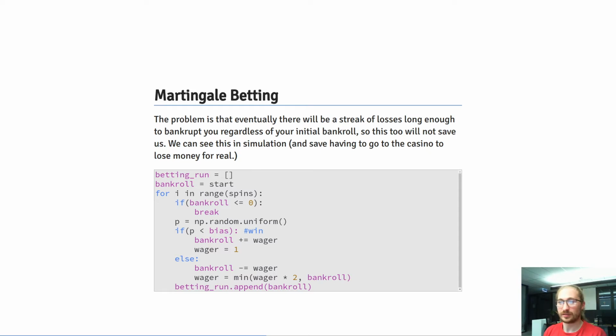We can see simulations of this to help boost our intuition. This is basically the same code as before, but I've modified it slightly. First off, I kill the simulation if the gambler goes bust, rather than allowing myself to go into the negatives. If the gambler wins a spin, they receive the wager, which gets added to their bankroll, and the wager gets reset to $1. Otherwise, if they lose that spin, we subtract off the wager, and then we double the staked wager, up to wagering my entire bankroll.